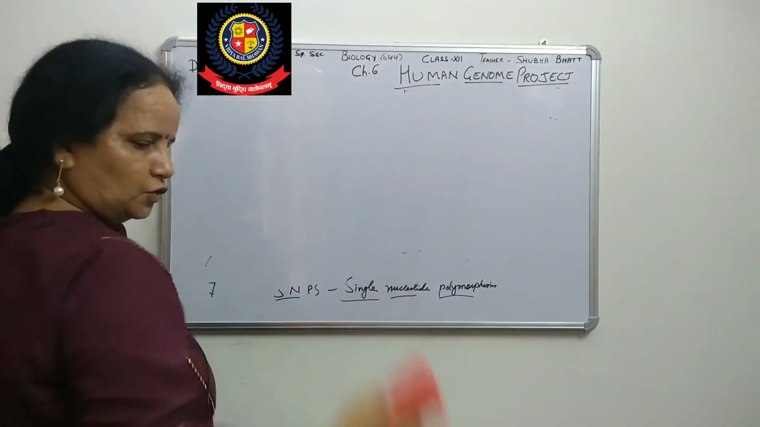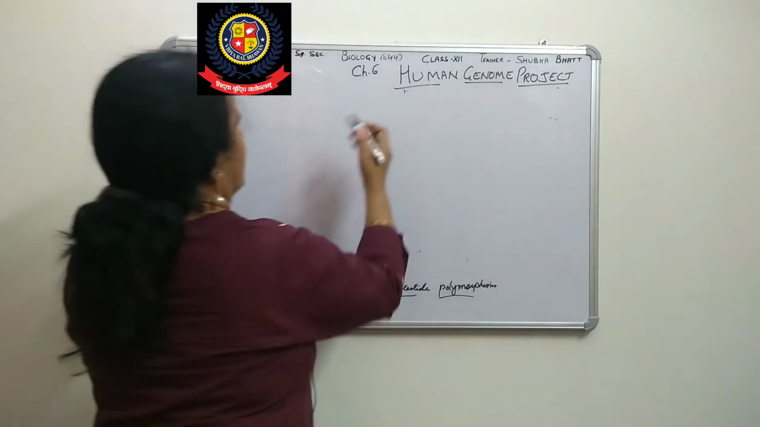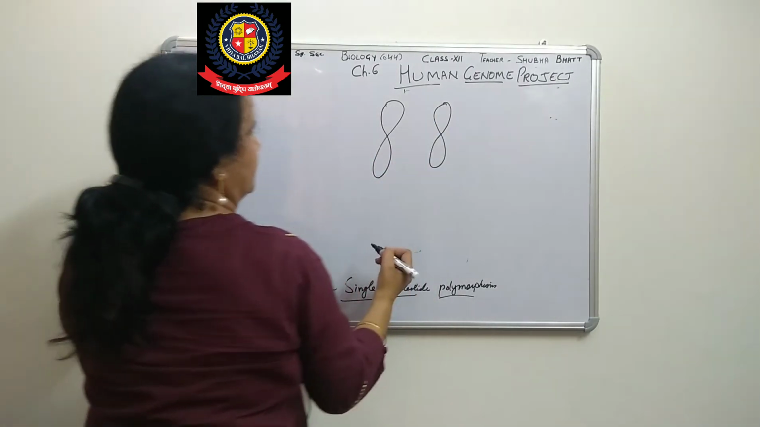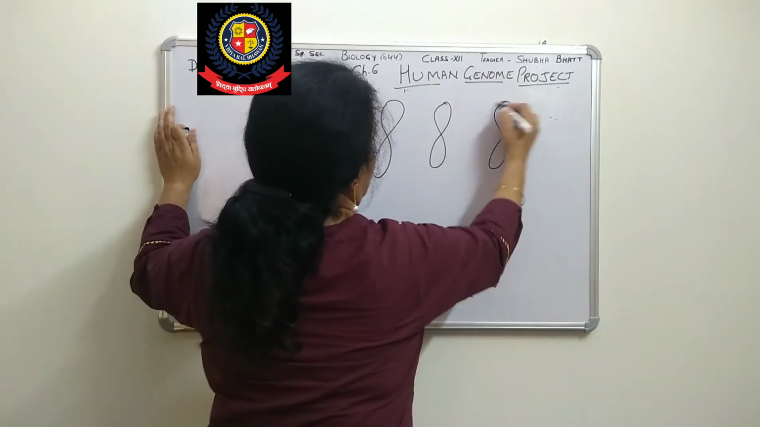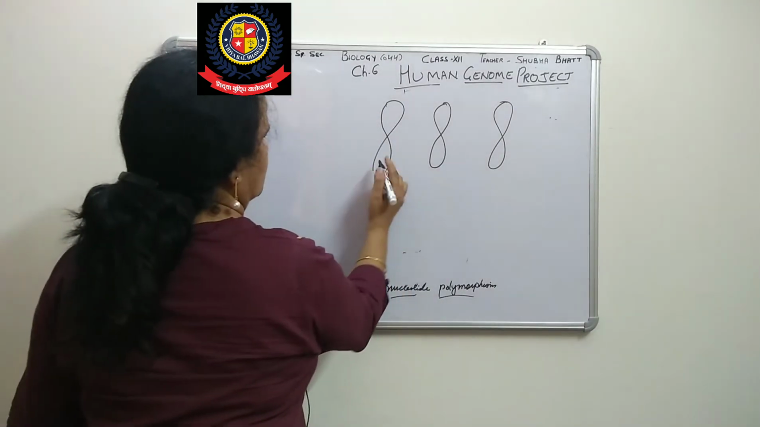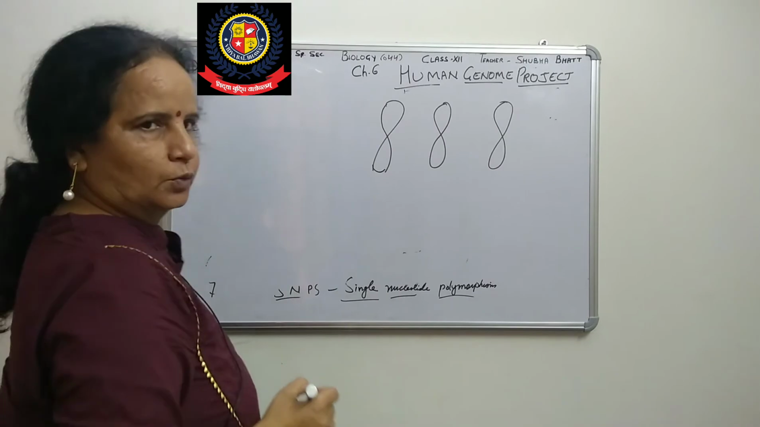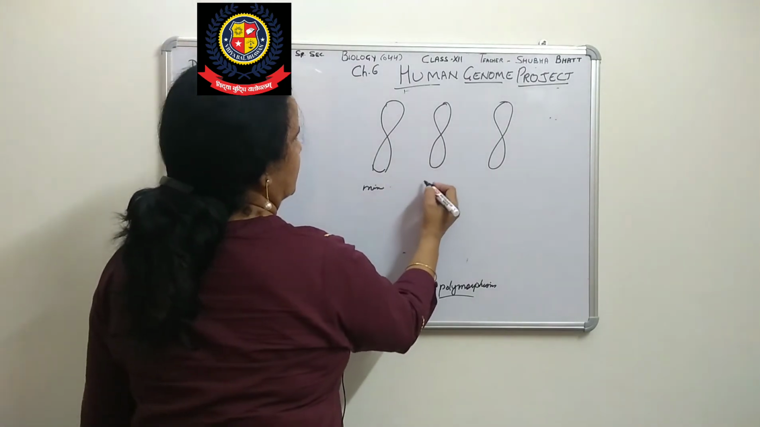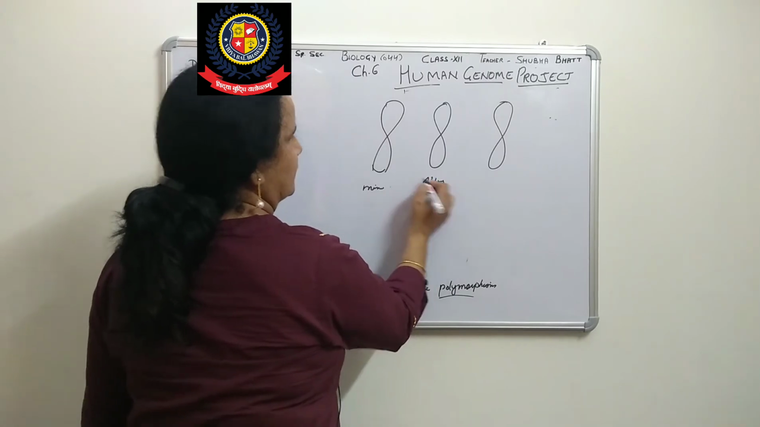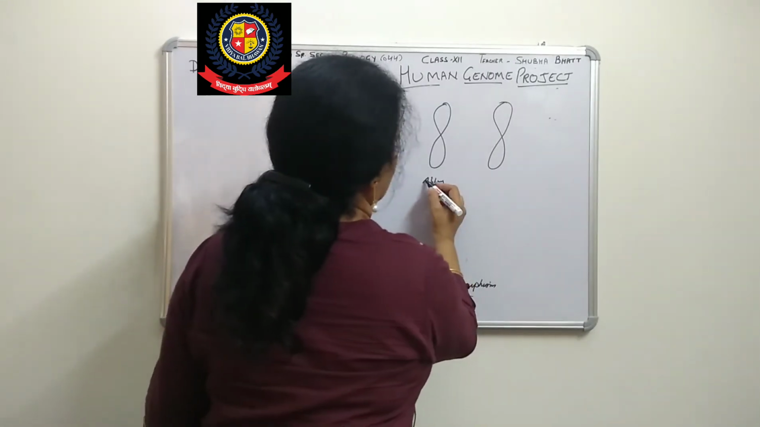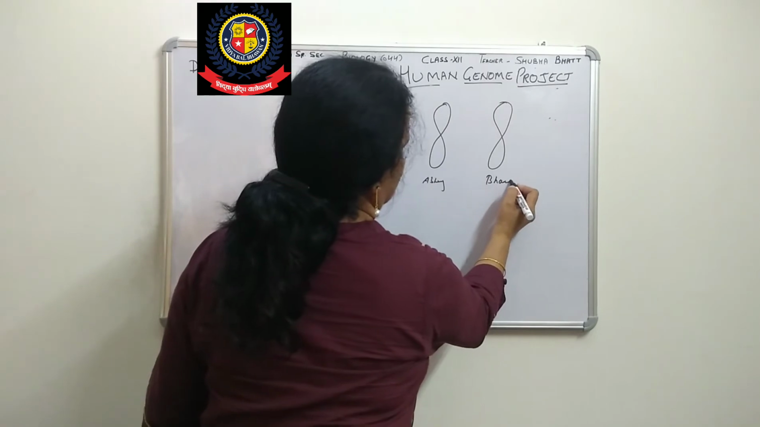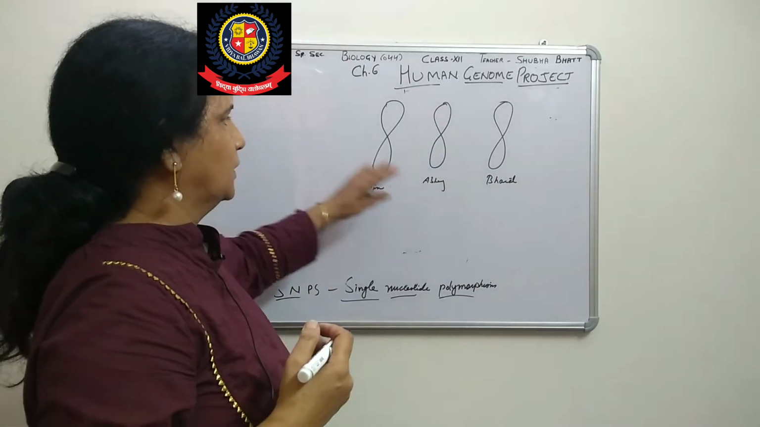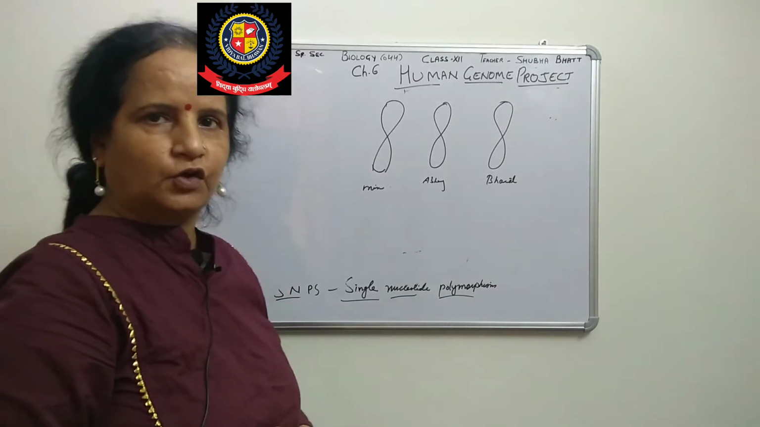Suppose that we have chromosomes. This chromosome is mine, and another one is another person's. There will be 3 persons, each having chromosomes: 3 chromosomes. This one is mine, this one we can say is Abhay, and the next one we can say is Bharat. Okay, we have got all 3: my chromosome, Abhay's and Bharat's.